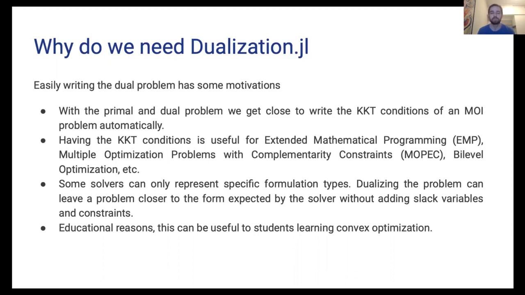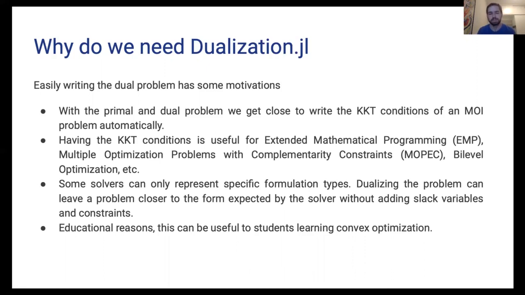Another reason is that some solvers can only represent specific formulation types. So in conic optimization, some solvers accept the standard form, and some other solvers accept the geometric form, which is explained in a little bit more depth in the repository readme. So dualizing the problem can leave the representation closer to the form expected by the solver without adding slack variables and constraints. And this can potentially lead to a significant speed up in the optimization routines.